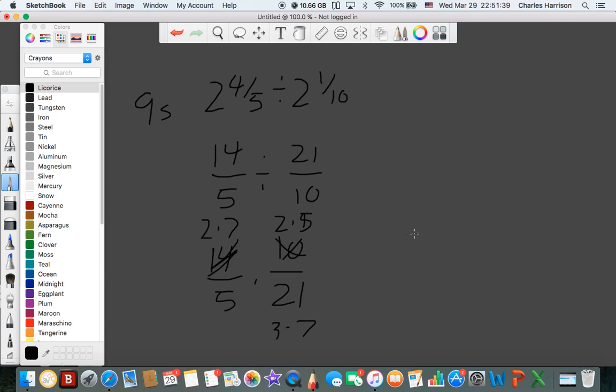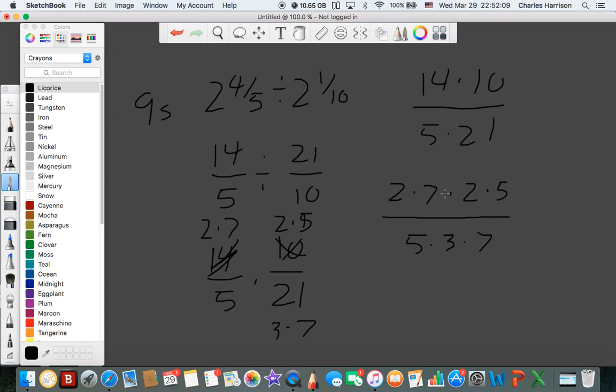So basically, it was 14 times 10 over 5 times 21. That's what we had down here. And then the 14 turned into 2 times 7, and then the 10 turned into 2 times 5. So 14 times 10 is the same as 2 times 7 times 2 times 5, and then 5 times 3 times 7. That's what basically is going on.